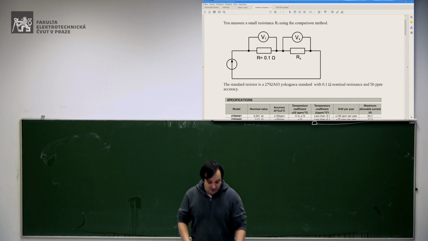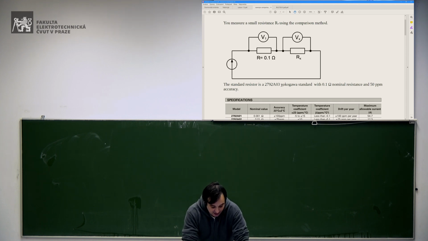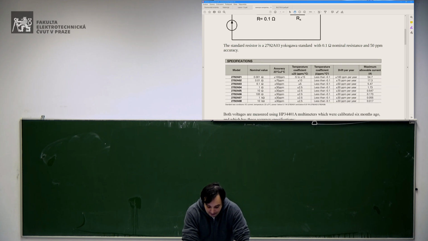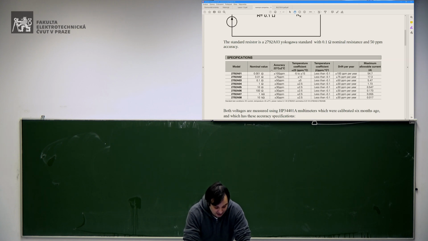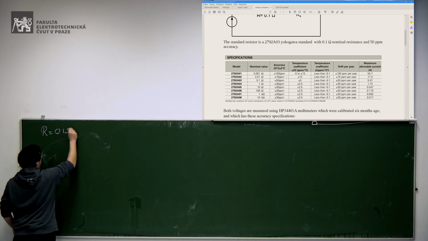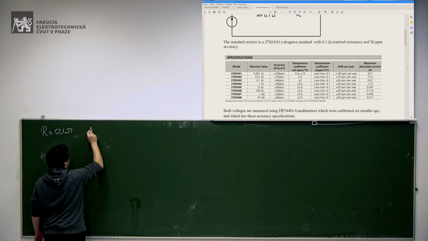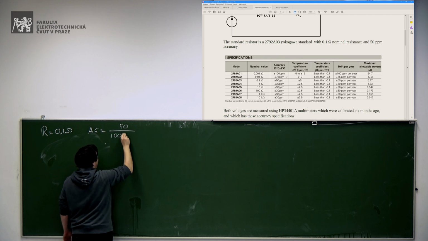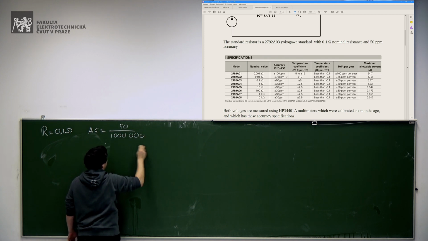The resistor standard that we are going to use is this 2792A03 of the Yokogawa, which is a Japanese company making some very nice toys, which has 0.1 ohm nominal resistance and 50 ppm accuracy. Okay, so it's this one. It has 0.1 ohm nominal value. The accuracy is 50 ppm. Okay, so the resistance standard is 0.1 ohm, and it has an accuracy which is 50 ppm. ppm means parts per million, okay?